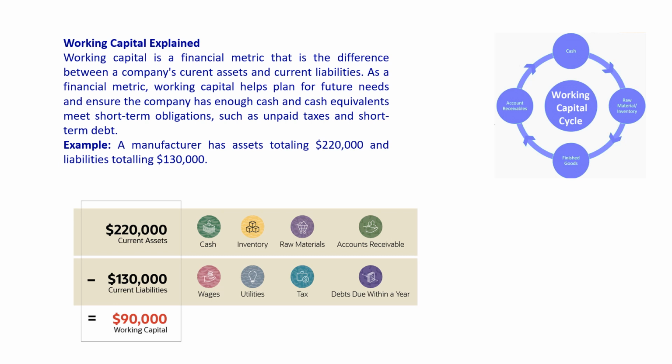If you look at this simple example, current assets, we are saying cash, inventory, raw materials, accounts receivable, all are called current assets. Liabilities, we have to pay the laborers, we have to pay for day-to-day activities, utilities, we have to pay the tax, we have to pay debt due within a year, whatever we have borrowed, loan, mortgage, something we would have borrowed, for that we have to repay the loan. All those things come under liabilities. So working capital is nothing but the difference between a company's current assets and current liabilities.